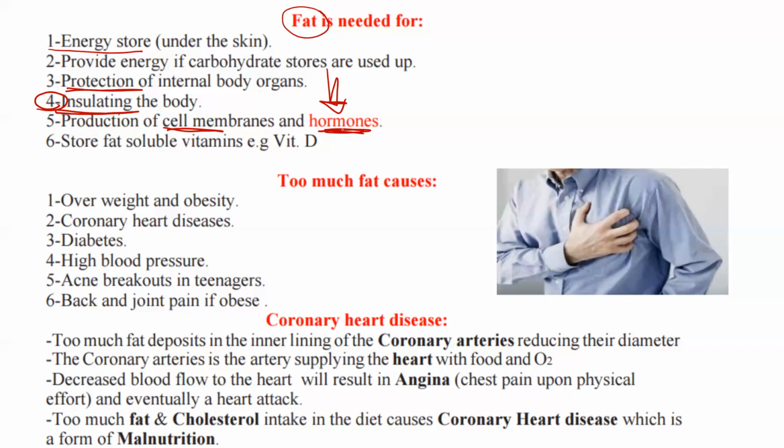Fat contains the fat-soluble vitamins. Too much fat will make you overweight. You might suffer from coronary heart disease, diabetes, high blood pressure, and acne in teenagers. You will have obesity, back pain and joint pain. So just memorize these things because they're easy. I think we talked about coronary heart disease in detail.